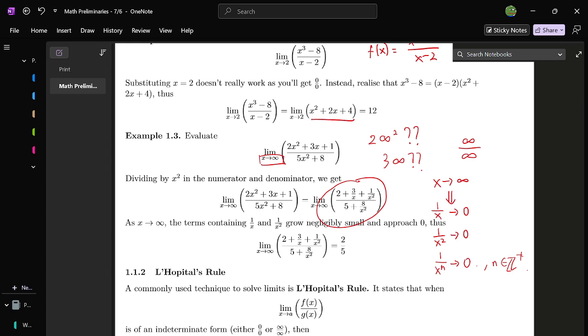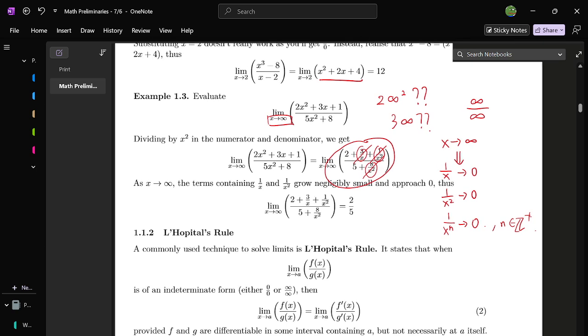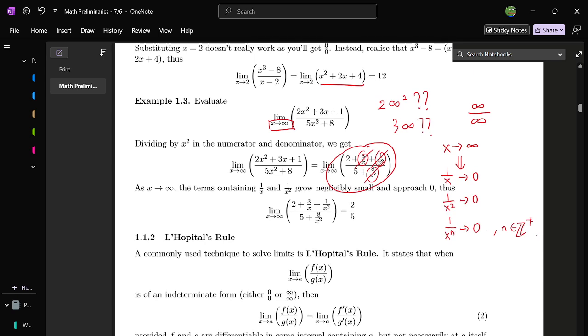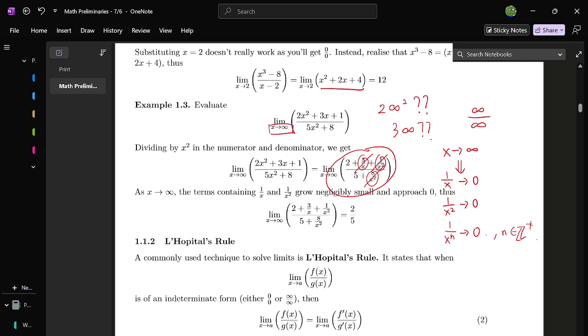Because you didn't change this limit at all, you're just dividing by x squared top and bottom. So as x tends to infinity, you can simply throw away all your terms with 1 over x to the power of something, which in this case means that this, this, and this all die out. And you're just left with 2 over 5. And you can't have seen this if you just sub in infinity. In fact, subbing in infinity is meaningless most of the time. So it is better to manipulate it as such.